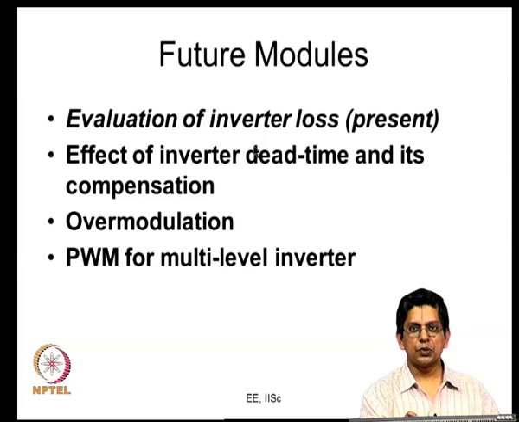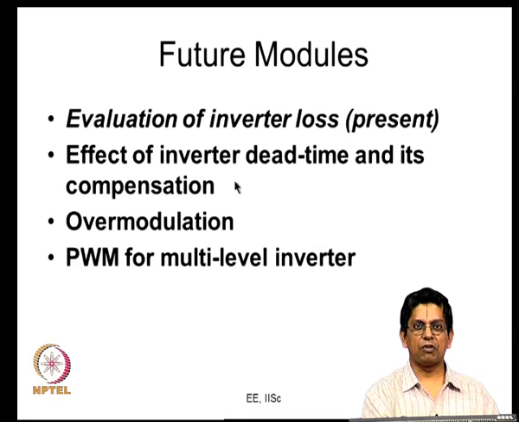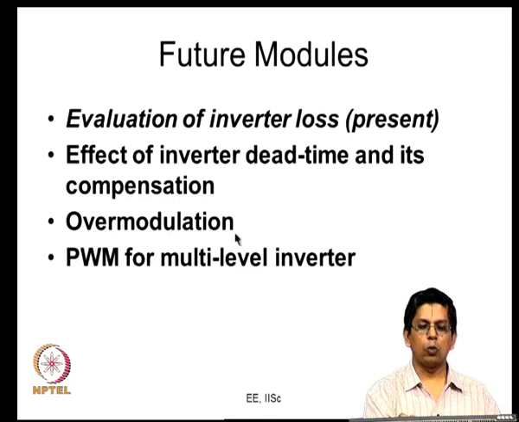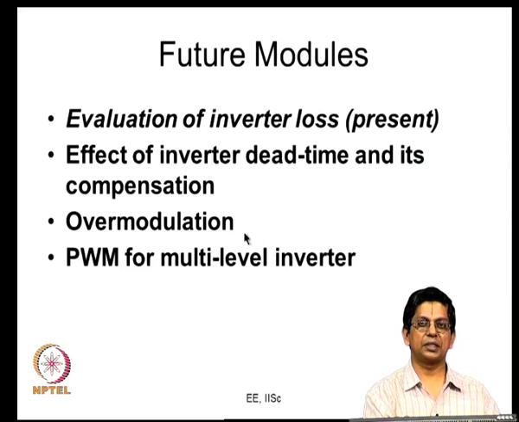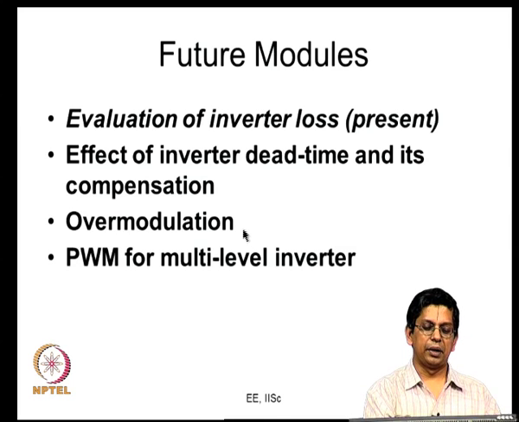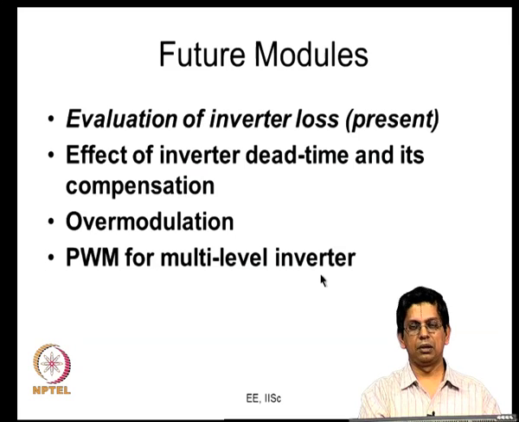So, from this point onwards we are looking at non-ideality. One of the effects of non-ideality is the inverter loss, and then the dead time and the effect of dead time, and here we would look at over modulation. So far we are looking at the situation where the modulating signal's peak value does not exceed the carrier peak. If the modulating signal's peak exceeds the carrier value, that is over modulation. We will look at over modulation, and then finally a few PWM methods for multi-level inverter, which would be the end of the course.